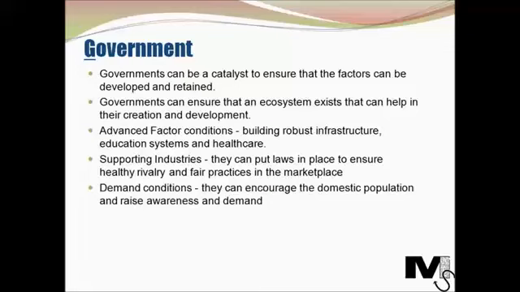Governments can actually help create advanced factor conditions, for instance, by building robust infrastructure, education systems, and healthcare. They can put laws in place to ensure healthy rivalry and fair practices in the marketplace to retain supporting industries, thereby contributing to that factor. They can also encourage domestic populations and raise awareness and demand for products to ensure a high level of demand conditions. So as you can see, government can actually directly or indirectly influence all of the factors.